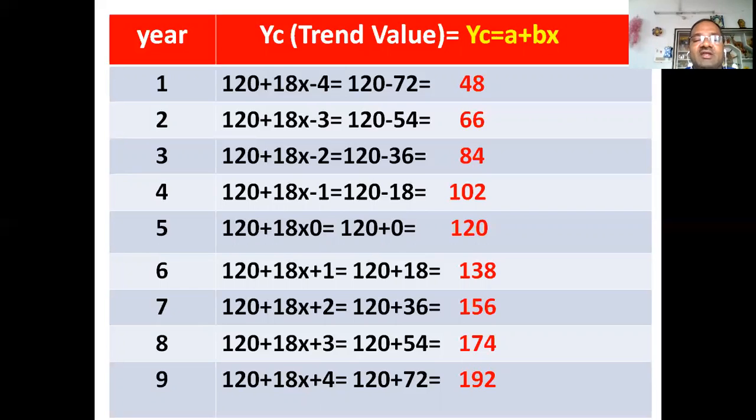Still, let me explain. Fourth year, 120 plus 18 into minus 1, that is 120 minus 18, 102. Again, the change is by 18. For the fifth year, 120 plus 18 into 0, as it is the origin year. So 18 into 0 is 0, and 120 plus 0 is equal to 120. Again, the difference between 102 and 120 is also 18. Now switch over to the positive region. YC is equal to A plus BX. A is 120 plus B is 18 into X is plus 1. So 120 plus 18 is 138. Similarly, 7th year 156, 8th year 174, and 9th year 192.